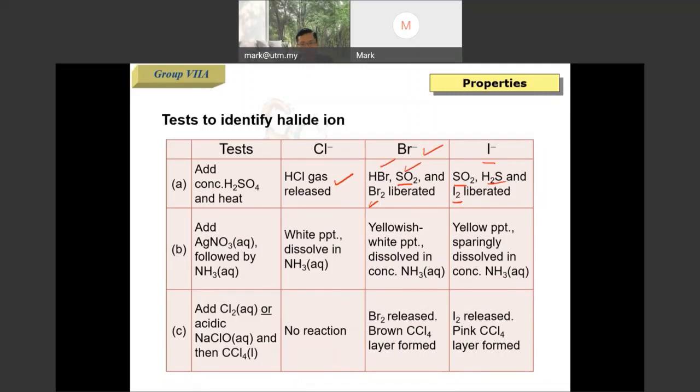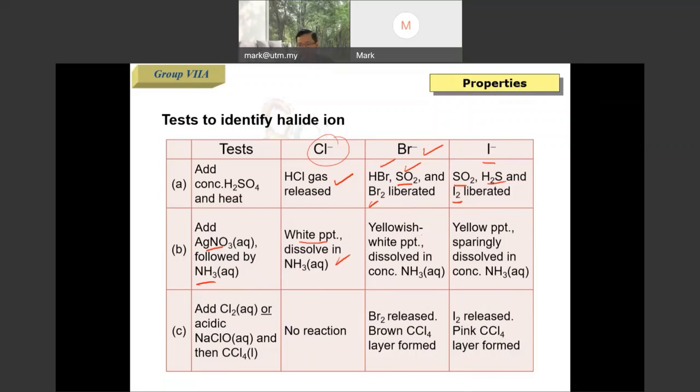Next, we can also add the silver nitrate, followed by the ammonia aqueous solution. When we add the silver nitrate, it will react with the halide. Silver will react with chloride ion to form the silver chloride. It is a white precipitate, and it will dissolve in ammonia. Ammonia actually solvates the silver to form a stable complex.